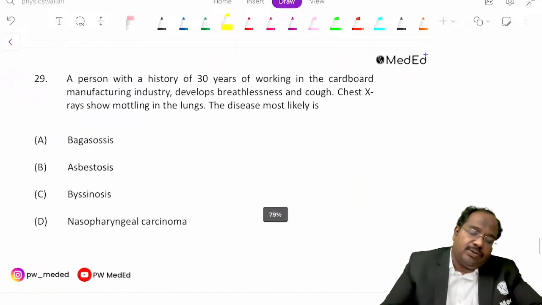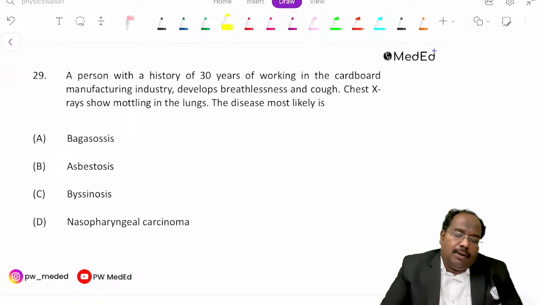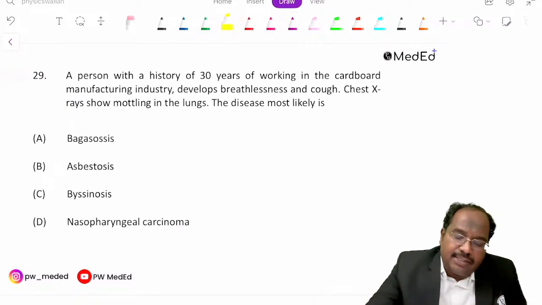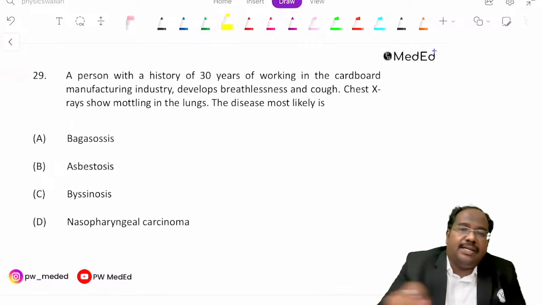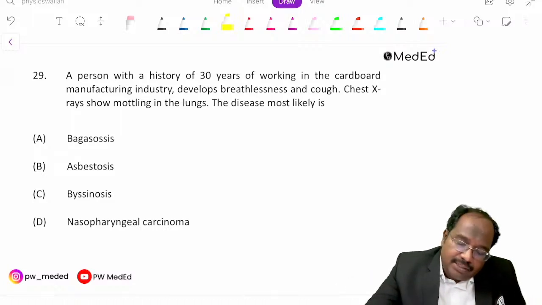Answer this question, guys. These are easily answerable. A person with a history of 30 years of working in a cardboard manufacturing industry develops breathlessness and cough. Chest X-ray shows mottling in the lungs.